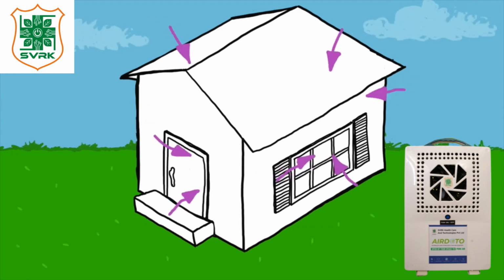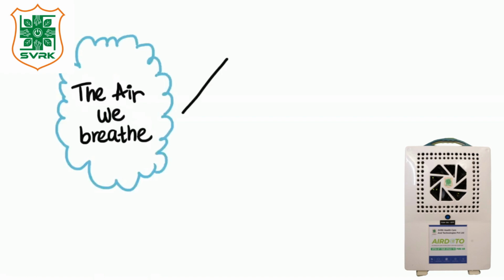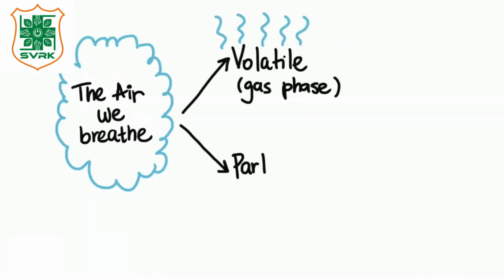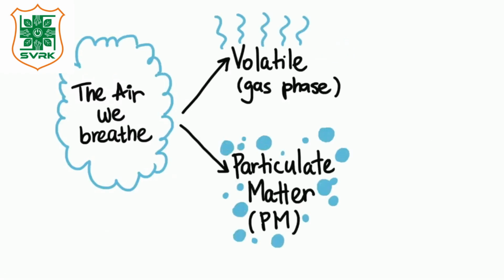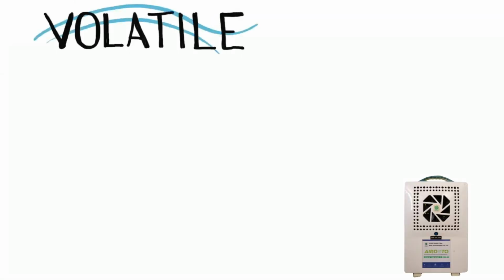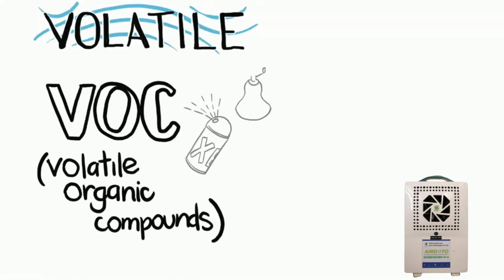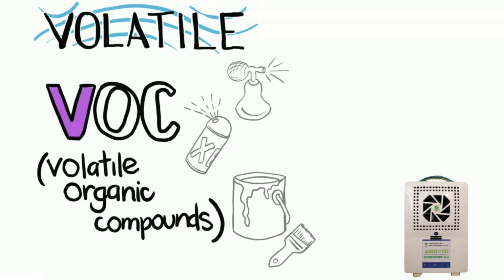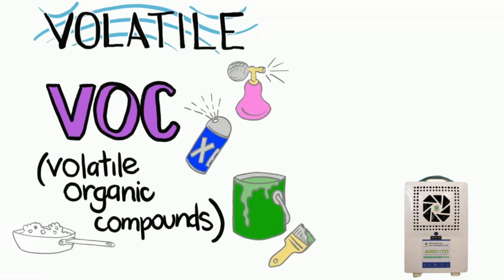outdoor air quality influences indoor air. The air we breathe can be sorted into volatile or gas phase components and particulate matter, which can be solid, semi-solid, or liquid. Among the volatile components of the air, we have some important categories of air pollutants to consider. Volatile organic compounds, or VOCs. These molecules are often associated with scents and fragrances. Deodorants, perfumes, paints, cleaning sprays all release molecules in the air. Even cooking releases some delicious VOCs.